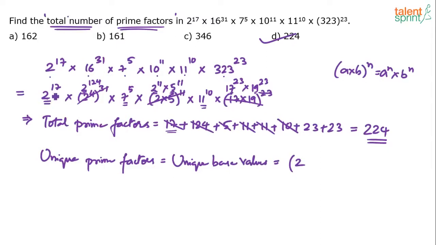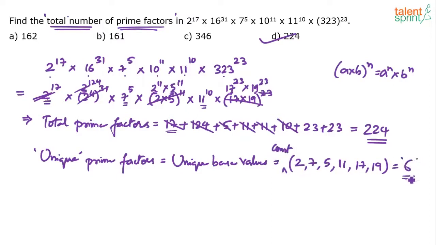Count of 2 is the base value. Again, 2 should not be considered twice. Then 7, then 5, 11, 17 and 19. Any other unique thing? No. This 2 is already considered. Don't count 2 twice, because actually 2 power 17 into 2 power 124 is 2 power 141. When the bases are equal, powers can be added, right? So he says don't count unique ones twice. How many are unique? 2 can be taken only once. 7 can be taken. Here we get 5. Then we get 11. Here we get 17 and 19. So what's the count of all these values? 1, 2, 3, 4, 5, 6.